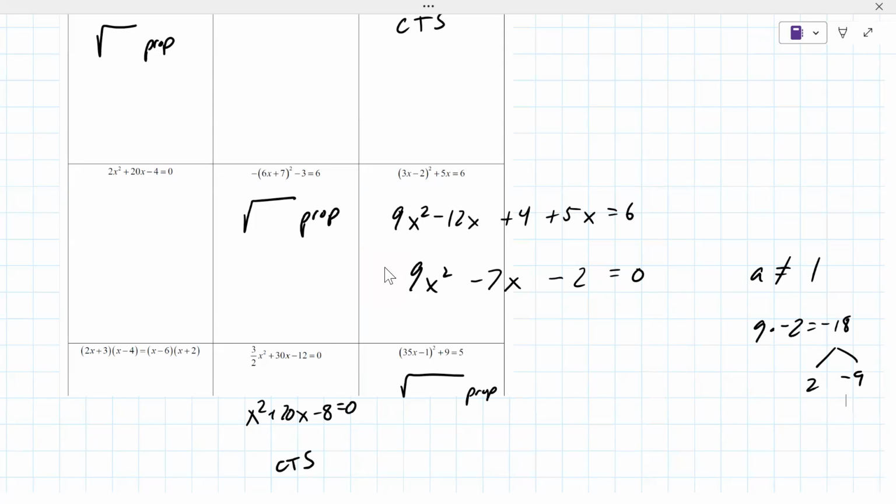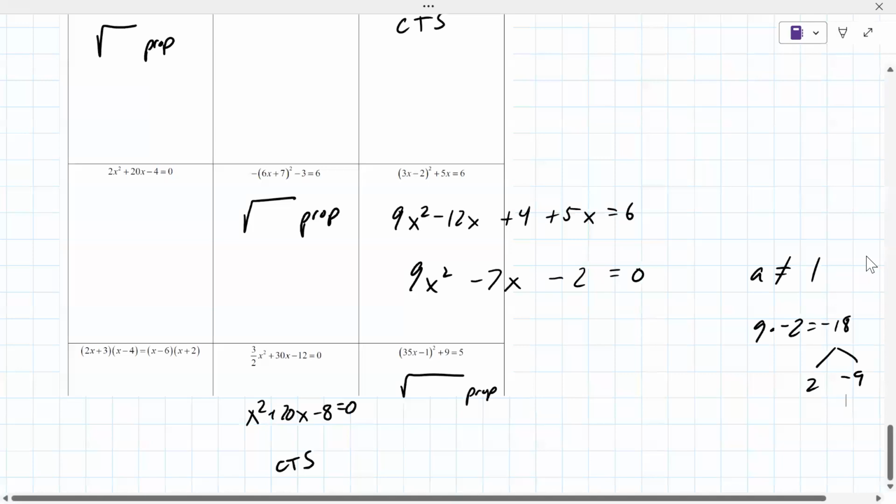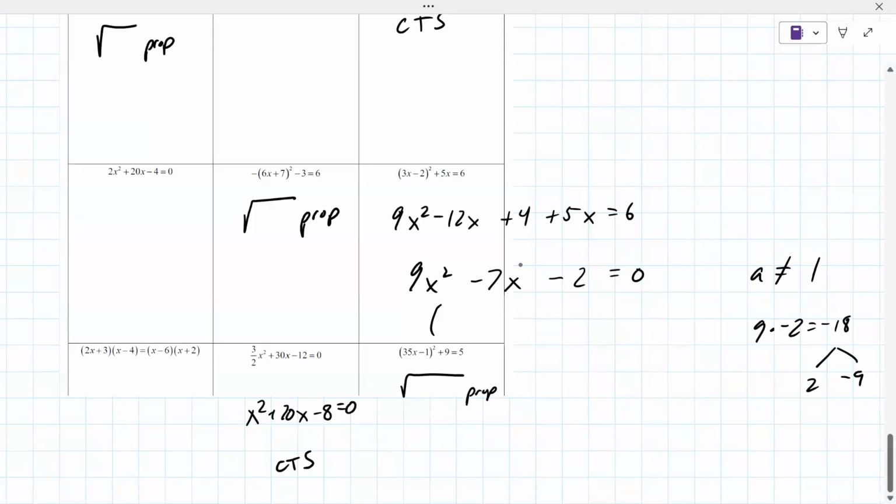I got x equals 1 and x equals -2/9. Give me your factors. What did you end up getting? x minus 1 and 9x plus 2. Okay, the reason I'm asking for this is I can quickly FOIL this to tell you if you're correct, and you are. Very good. So you're right. x is 1 or -2/9. Very good.